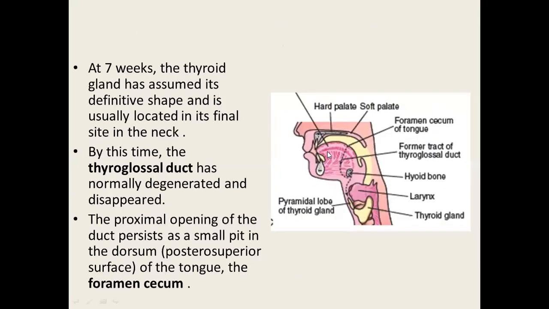Now, further development of the thyroid: at the 7th week, the thyroid has assumed its definitive shape and it is located at its final position in the neck. By this time, the thyroglossal duct starts degenerating and it has disappeared. The proximal part of the duct persists as the foramen cecum at the junction of the anterior 2/3 and posterior 1/3 of the tongue.